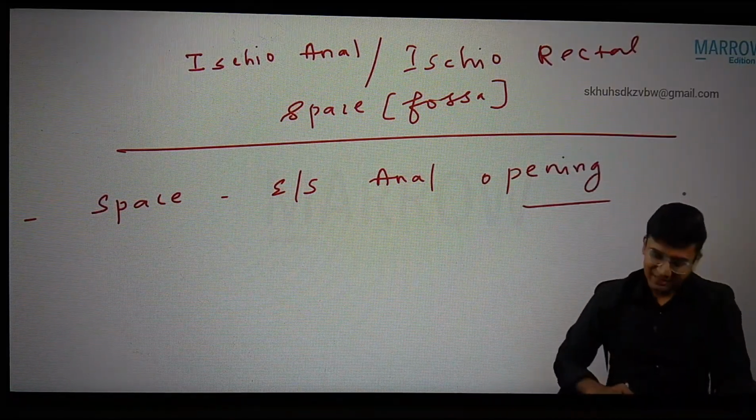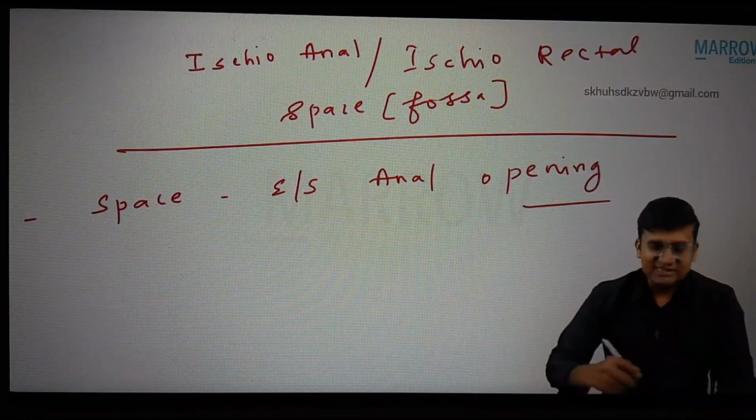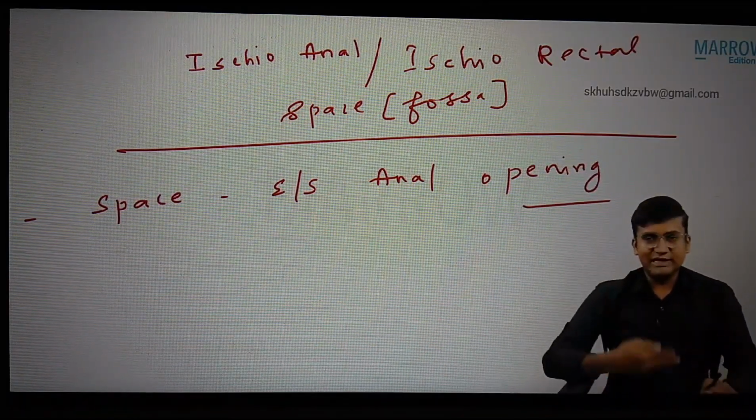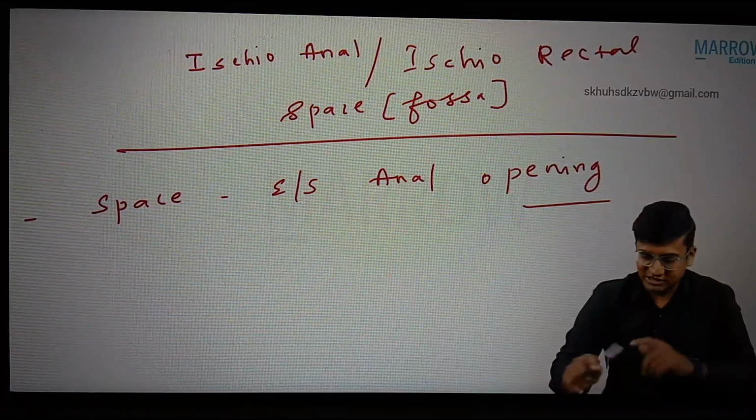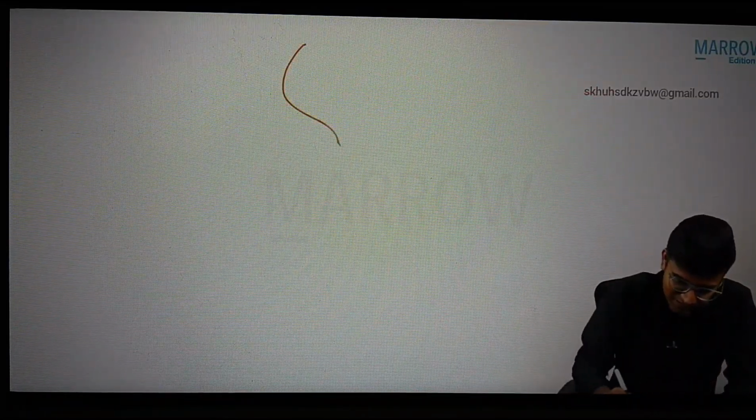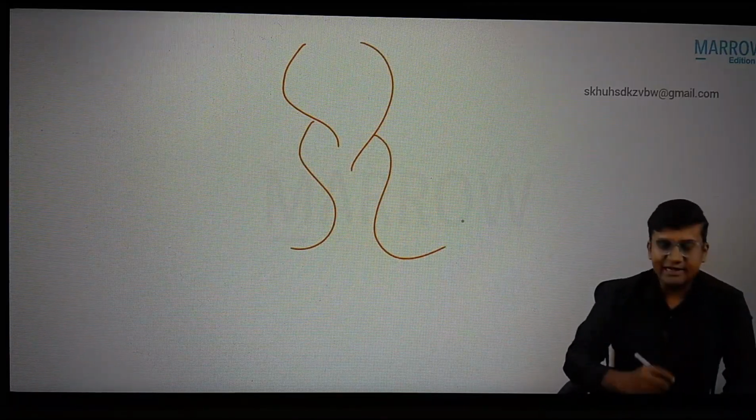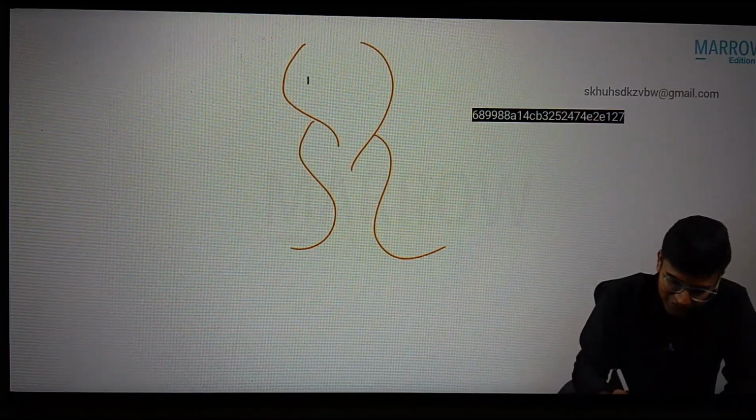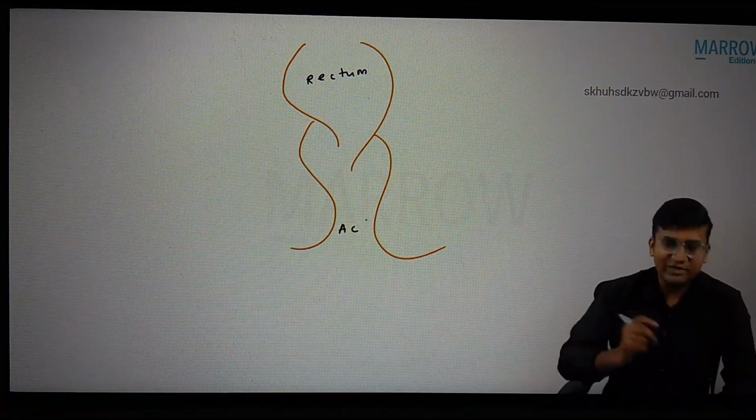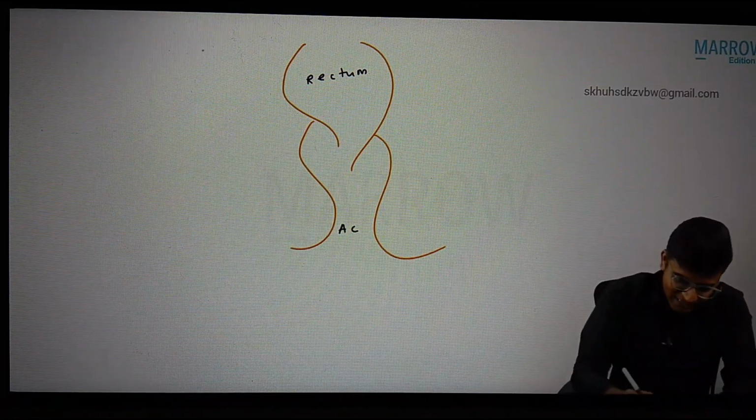Fine. Now we're going to take the section. We're going to take the coronal section of the rectum and anal canal. The diagram will be like this. Now this is our anal canal and the rectum. So this is the rectum and this is the anal canal. Now this is the lateral side.